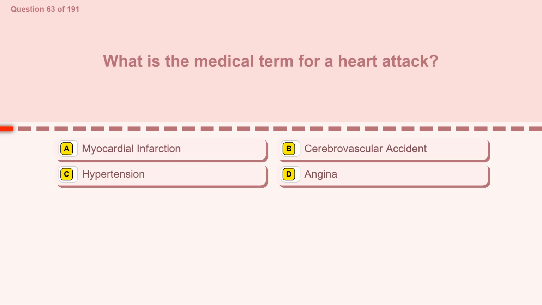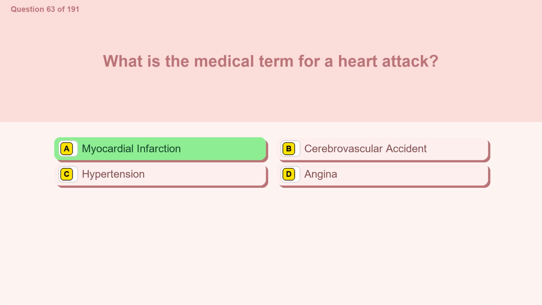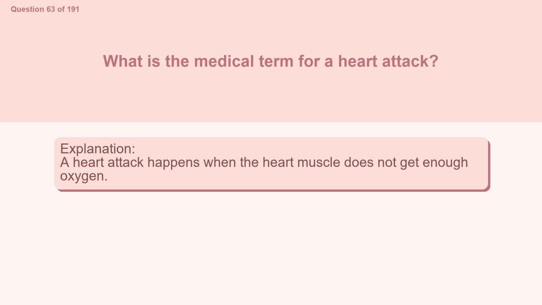Question 63. What is the medical term for a heart attack? Option A, myocardial infarction. Option B, cerebrovascular accident. Option C, hypertension. Option D, angina. The correct answer is option A, myocardial infarction. A heart attack happens when the heart muscle does not get enough oxygen.